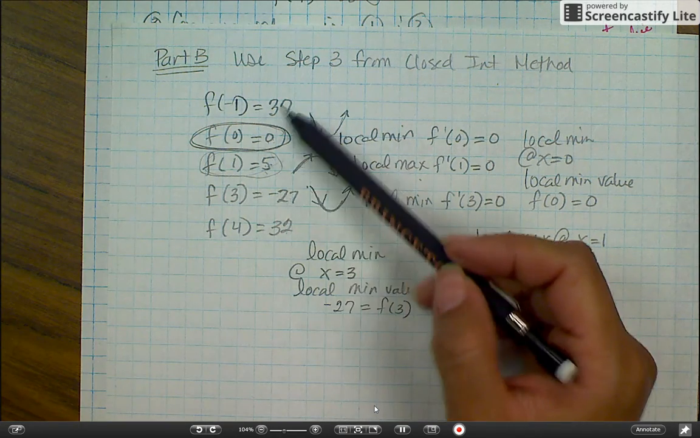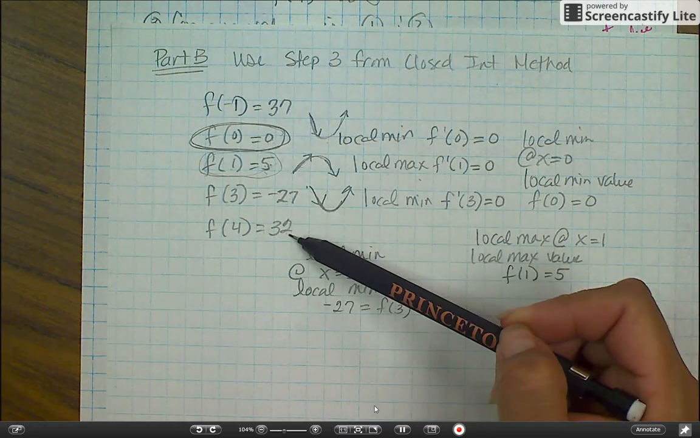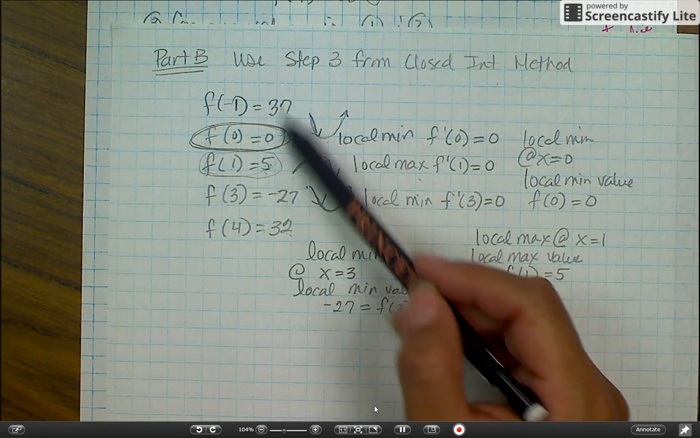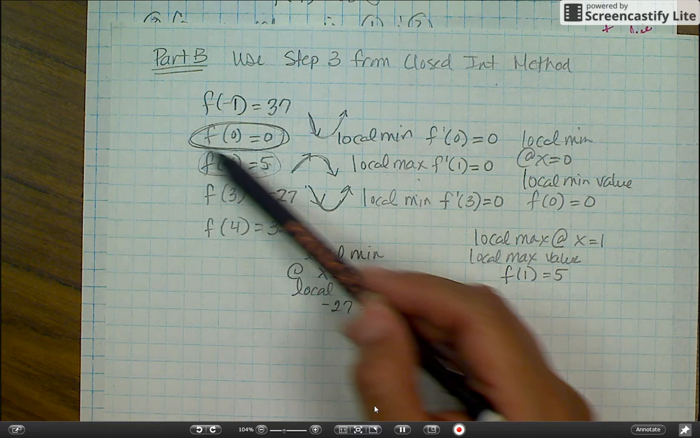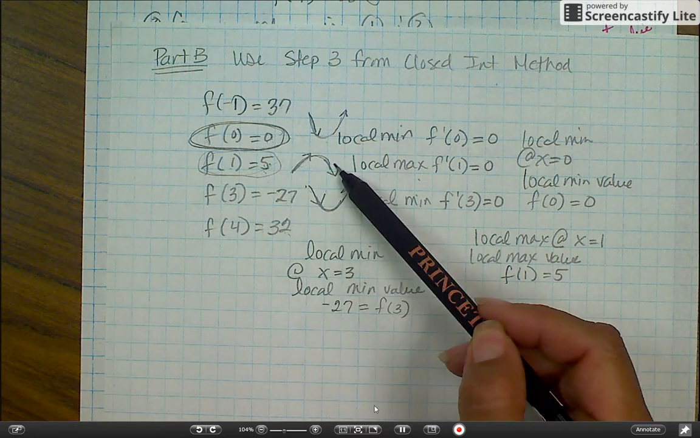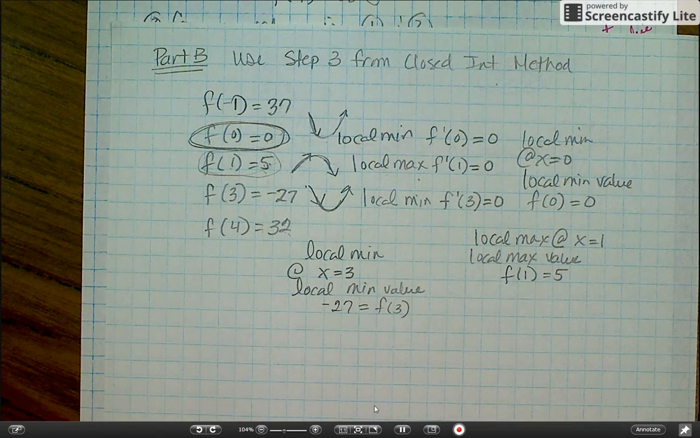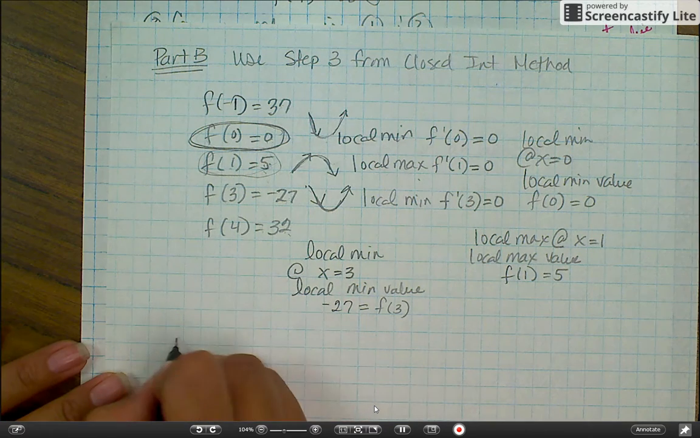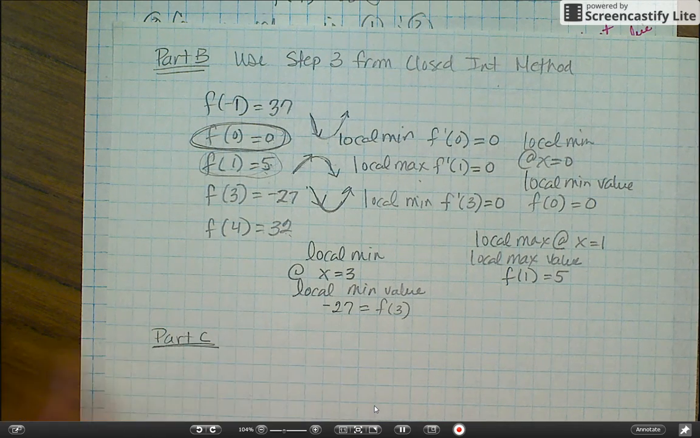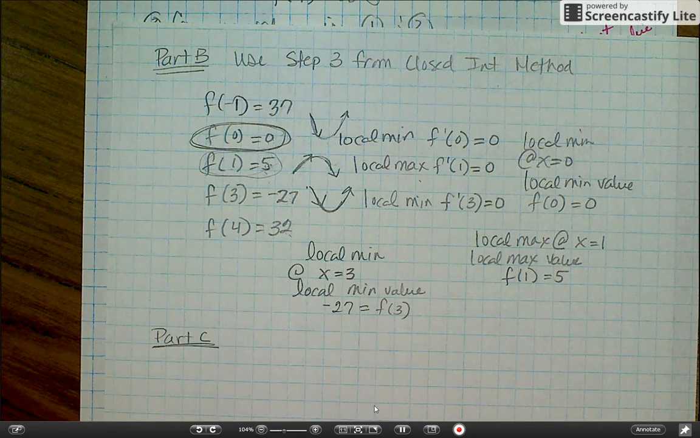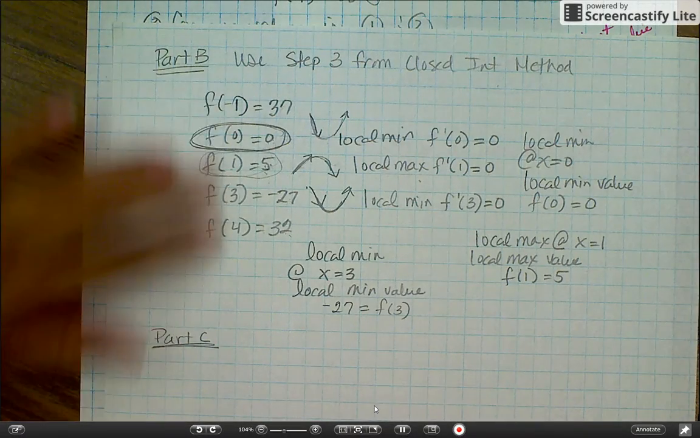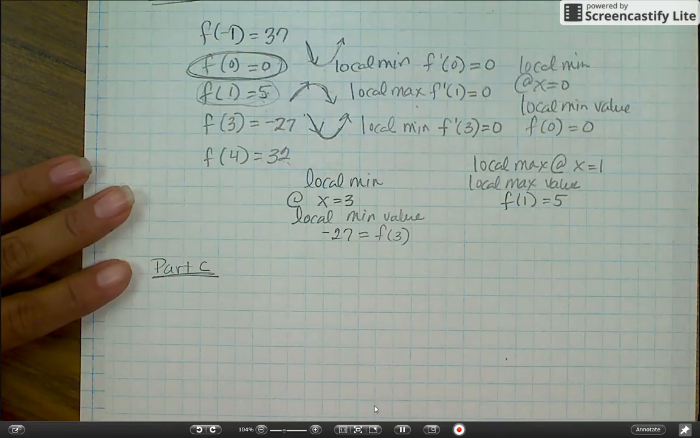So all you have to do is look at these and find out what is happening to the graph, up or down. And as you're doing that, find out where it is dipping or where it is peaking, and that would be your minimum or your maximum. Okay? All right, and then the last one, part C, is to graph. All I do is use the values of these points and then connect them.